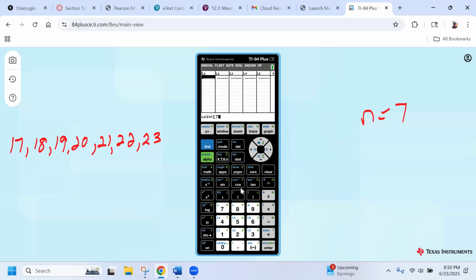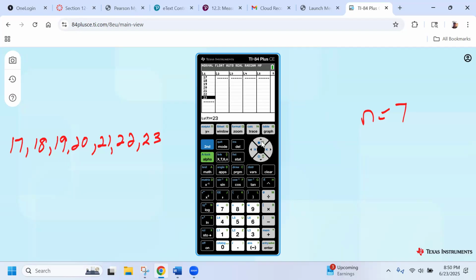Down arrow. Go to 18, down arrow. 19, down arrow. 20, down arrow. 21, down arrow. 22, down arrow. 23, down arrow, up arrow.